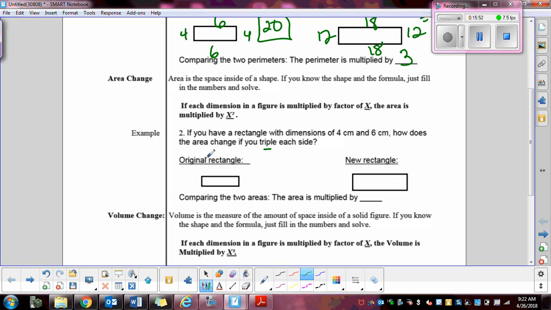So again, we're going to have these two rectangles, and we're going to find the area this time. So this one is 4, this one is 6. Remember, to find the area, we just multiply them. 6 times 4 is 24. But now we're going to multiply each side by 3 again, which is 18 and 12. And to find the area, we're just going to multiply them. 18 times 12 is 216.